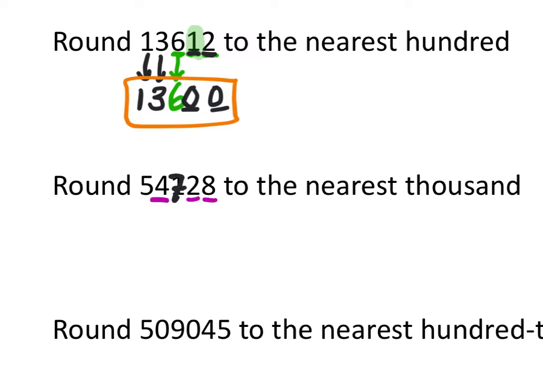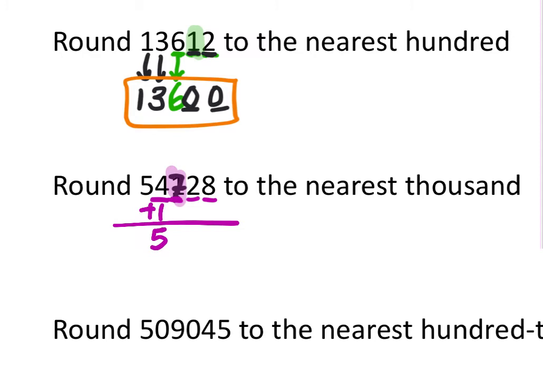So now there's a 7 in the hundreds place value. Now the 7 is important, right? Because that is the place value immediately to the right of the 4, which means 7 is 5 or more, which means we're going to have to add 1 to the 4, okay? So that's 4 plus 1, which is 5. That's our target place value in the nearest 1,000.